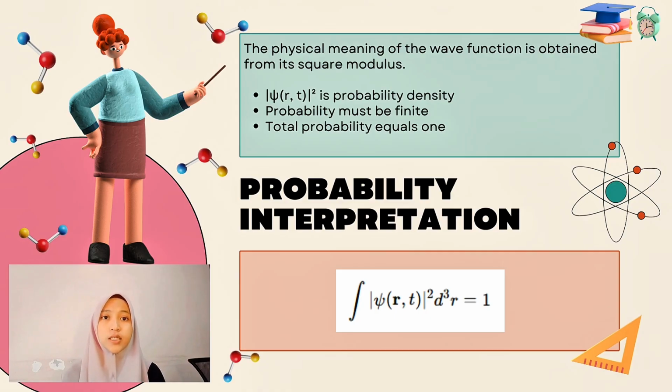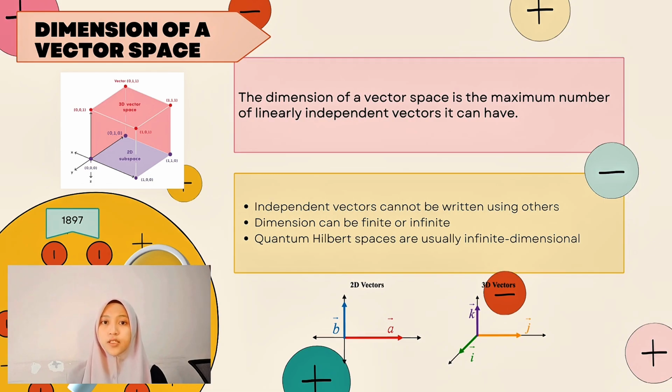This equation is written as the integral of the modulus square of psi of r and t over all space must equal 1. This condition ensures that the particle must be found somewhere in space. The dimension of a vector space is defined as the maximum number of linearly independent vectors in that space. Linearly independent vectors are vectors that cannot be expressed as a linear combination of other vectors.